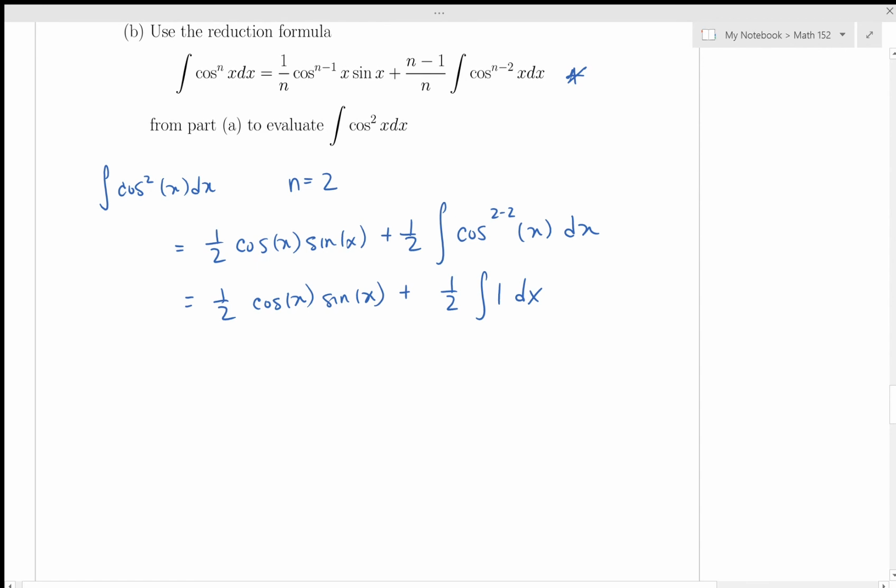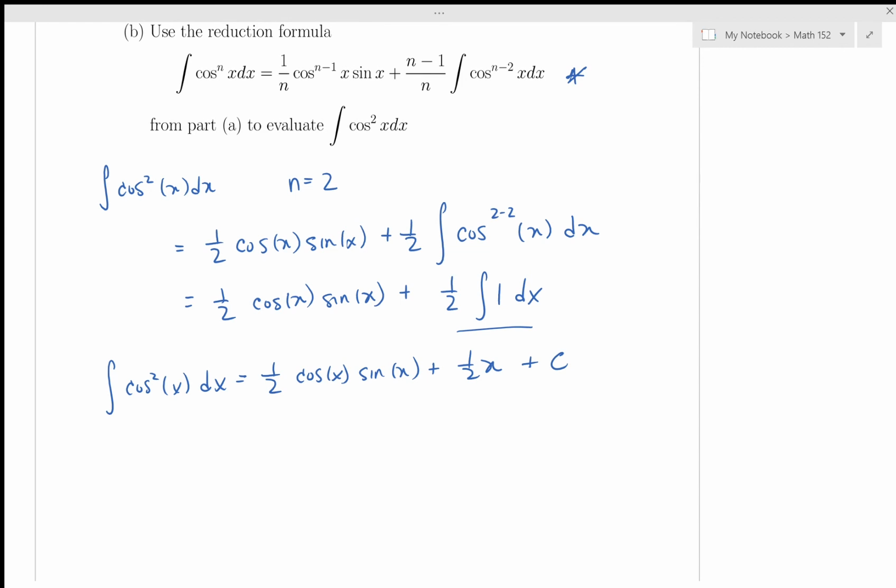Okay, I can integrate that easily, so then I can tell you that the integral of cosine squared of x dx is 1/2 cos x sine x plus 1/2 x plus a constant. Okay, that's just a basic use of the formula. That just took us quite a bit of time to develop. Let's just use it one more time, just so we're sure of what we're doing here.